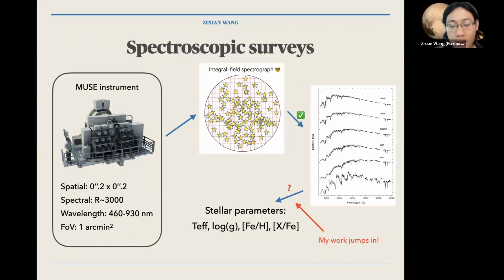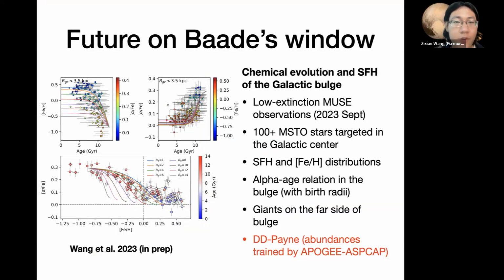So my first work is I just answer this question, that we have a way to measure stellar parameters. For the future, I also have a plan for the Galactic Center. I think in 2022 I submitted a MUSE proposal and asked for 9.8 hours of observation towards one field in Baade's Window because it has pretty low extinction.